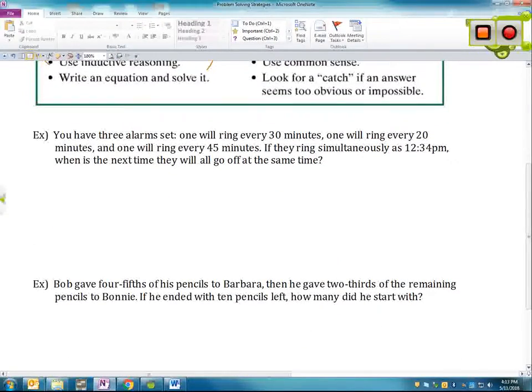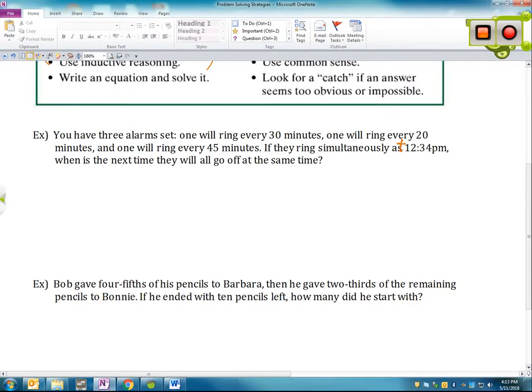The first example here gives us 3 alarms. Okay, we have 3 alarms. One rings every 30 minutes, one rings every 20 minutes, and one rings every 45 minutes. Other than being crazy annoying, our question is, if they ring simultaneously at 12:34 p.m., when is the next time that they will all go off at the same time?